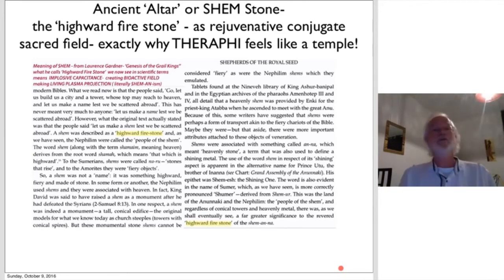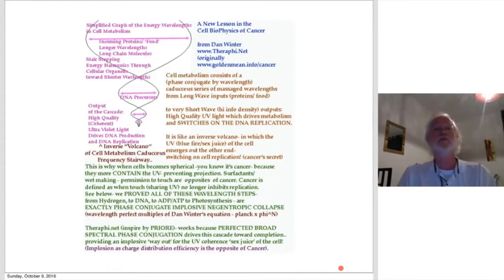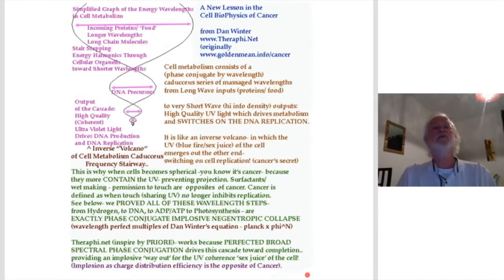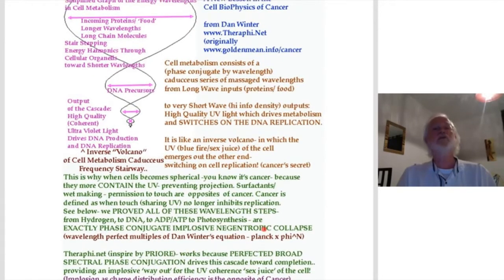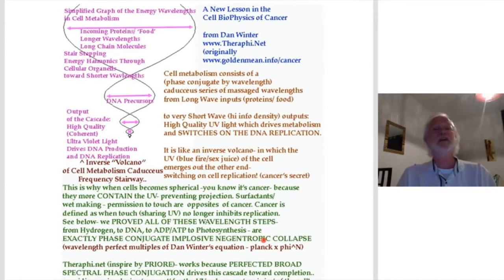Okay, and here this slide is called the Shen stone, which is the Hyward firestone, which is what we mean by a stone that can phase conjugate dielectrically, which was called the altar in the church, or access to a black hole, or the Shen schematic. You guys all know that conversation. We've been there before. And this was my little descriptive model of why you can address things like cancer with a phase conjugate cascade, like Priore did.